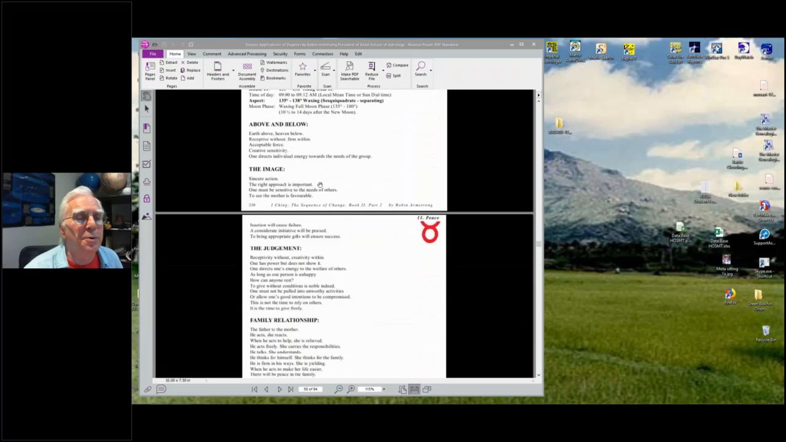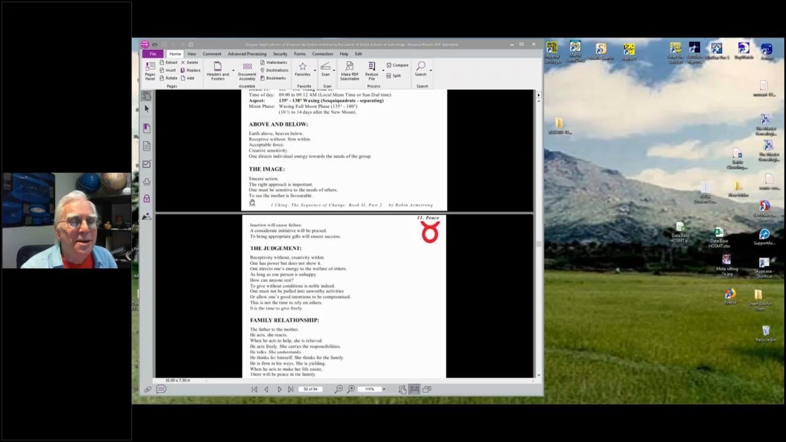The right approach is important. One must be sensitive to the needs of others. To see the mother is favorable. Inaction will cause failure. A considerate initiative will be praised. To bring appropriate gifts will ensure success.